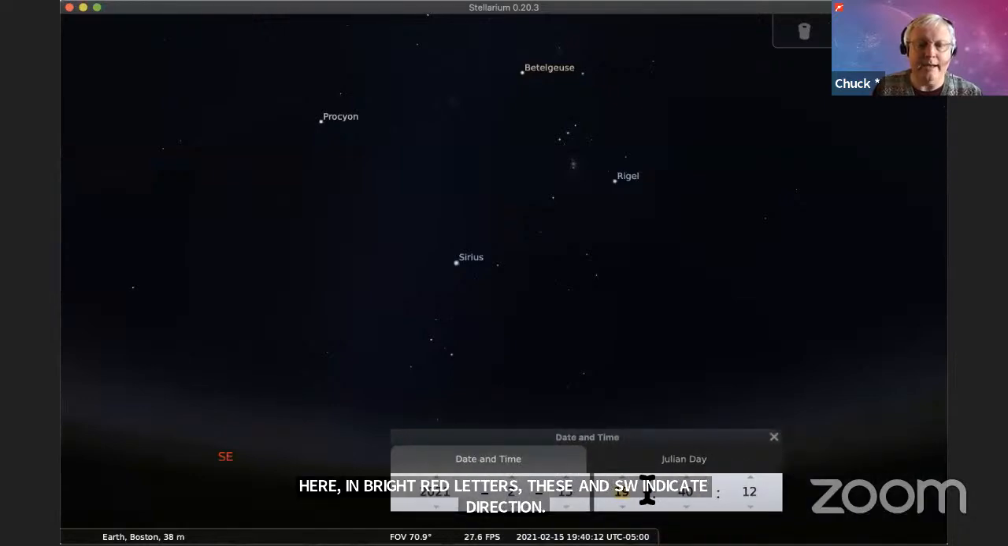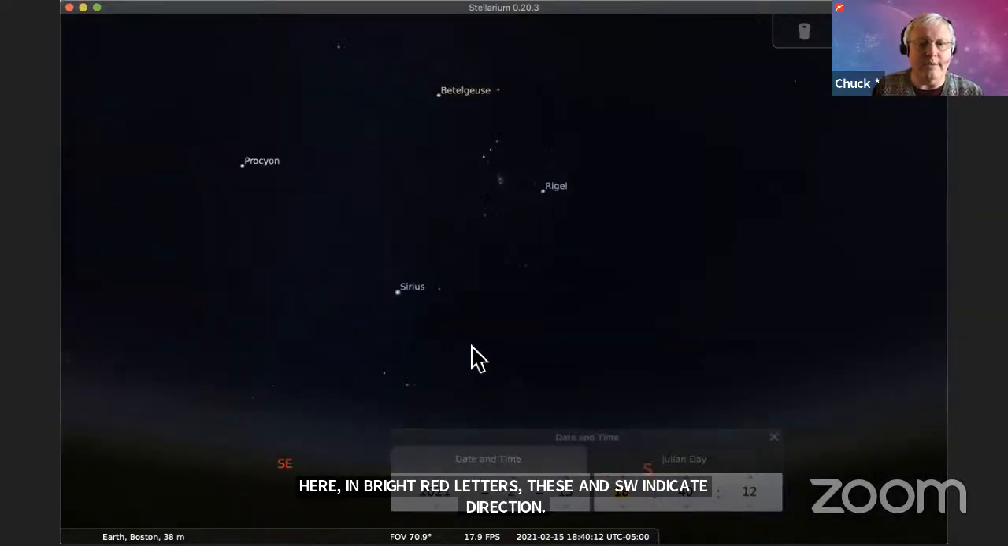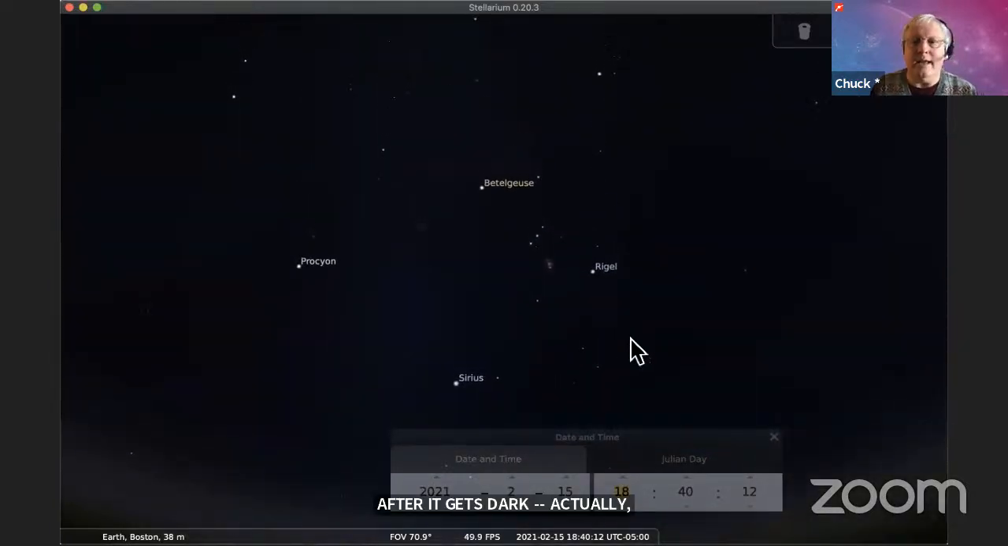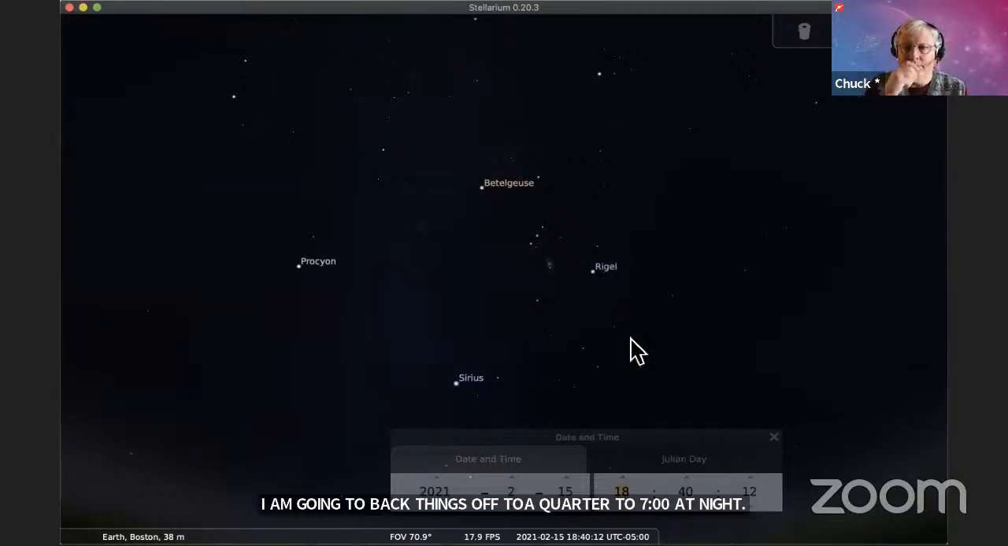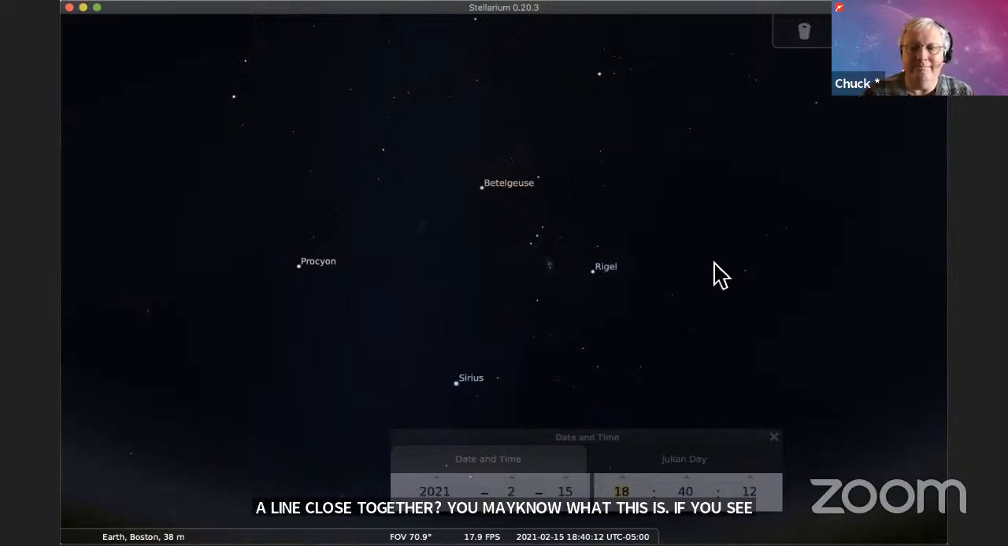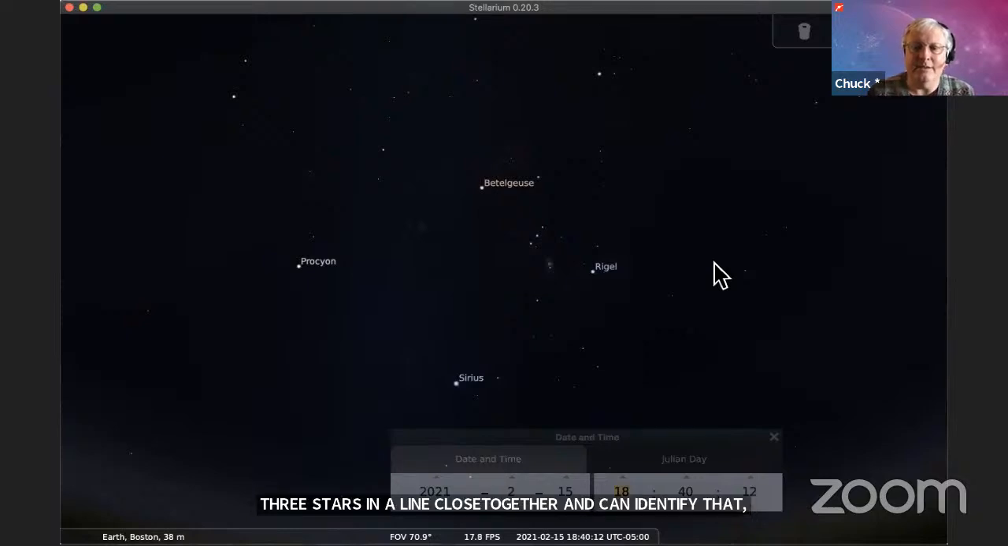actually, I'm going to back things off to about 6:45 or so tonight. So in the southeastern sky, southern sky, coming up there, you have fairly bright stars. Does anybody notice 3 stars close together? 3 stars in a line close together, and you may know what this is. So if you see 3 stars in a line very close together and can identify that, put it in the chat. So we have Orion, or Orion's belt, and that is in fact what it is.